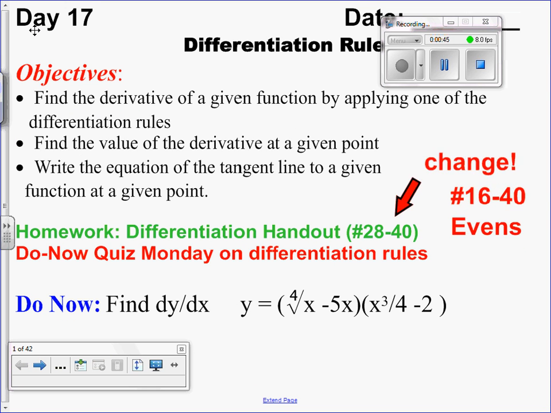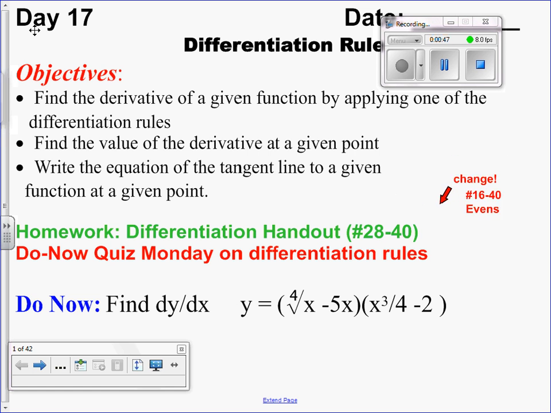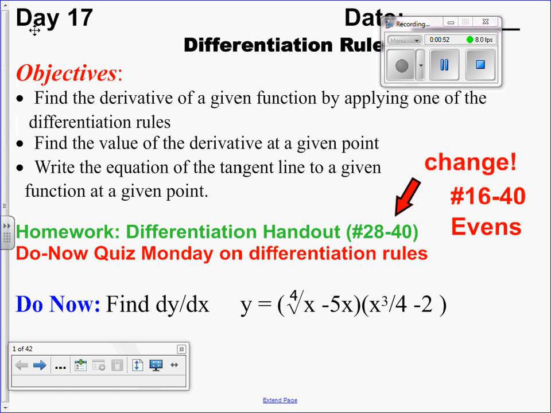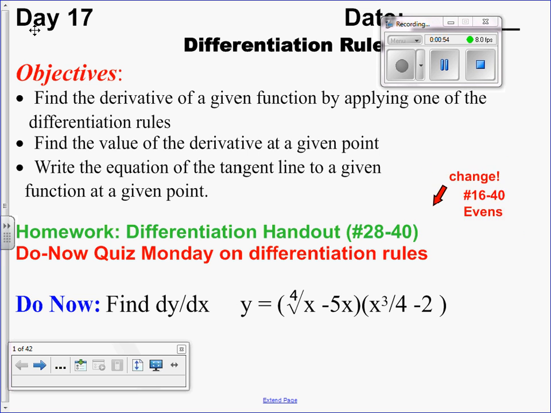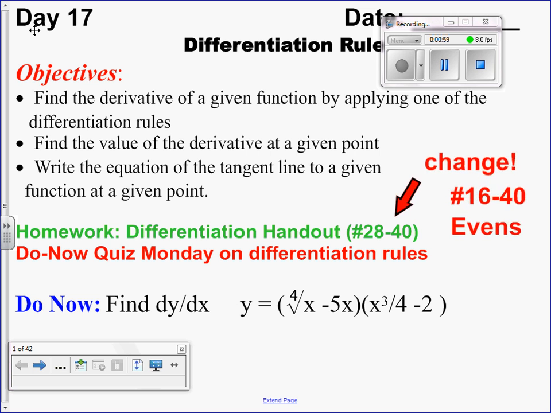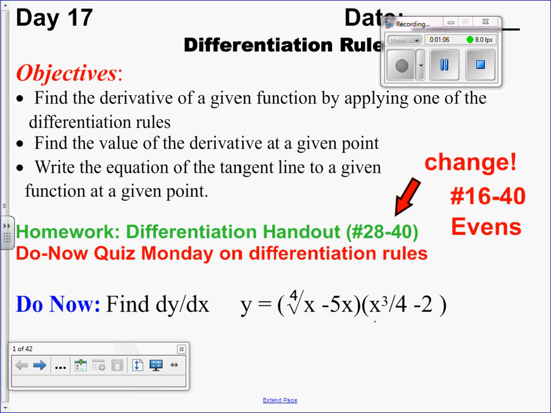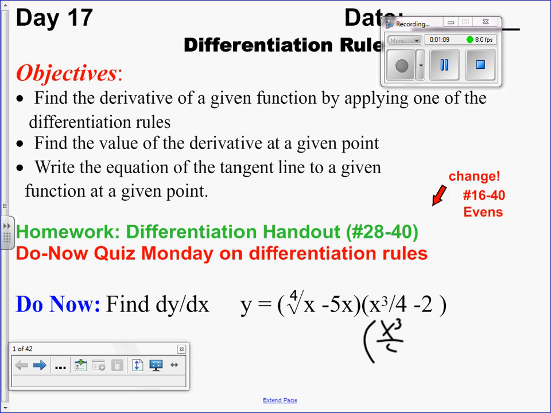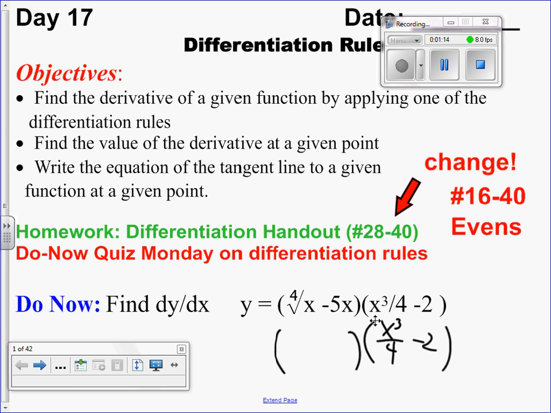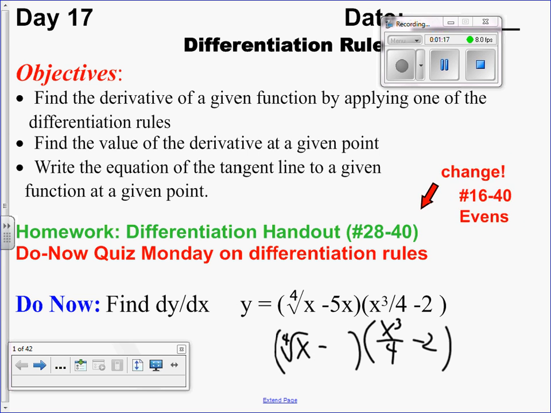I want to see if you remember that product rule. Remember how we said it? First times derivative of the second plus second times derivative of the first. You don't have to simplify it once you get the derivative. I just want to see if you remember how to take the derivative of a product. That's x cubed over 4 minus 2. And this first set is just the fourth root of x and then minus 5x. Got it?